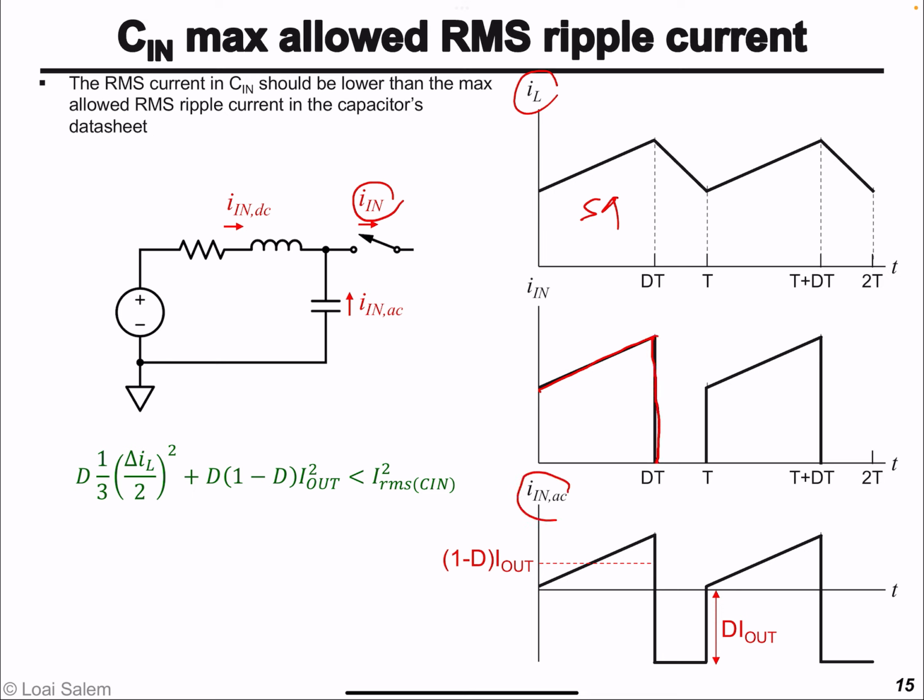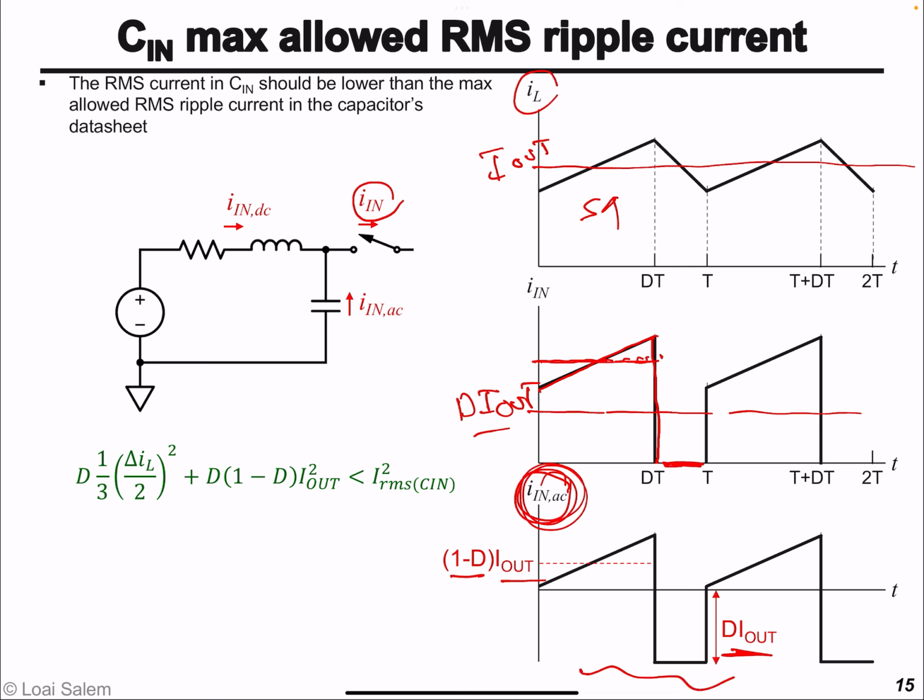And for the current in the capacitor, we just need to shift it downward by an amount equal to the average component of this current, which is D times Iout. So if we have 0 and subtract D Iout from it, it becomes minus D Iout. And similarly, as you remember, the average of the inductor current is Iout. So this part of the trapezoid is essentially Iout. If we subtract D Iout from it, it will be (1 minus D) times Iout. And then if we calculate the RMS value of this waveform, we'll find it given by this simple expression.